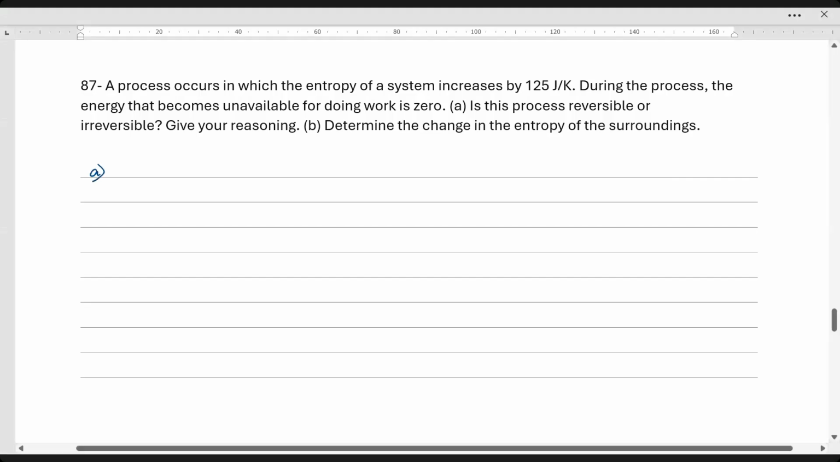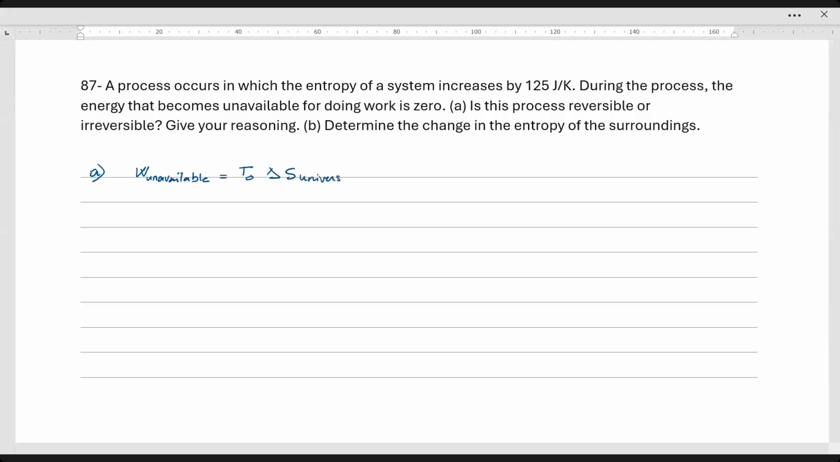So we're given that the energy unavailable for doing work is equal to zero. Usually we represent this as W unavailable, and we have written this previously as T0 delta S of the universe. And we're given this is equal to zero. This is basically the amount of energy that diffuses into the universe, and it cannot go back to the initial state of the system. And it's a property of any irreversible process.